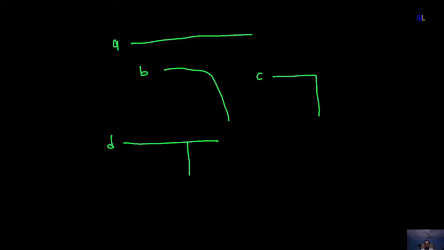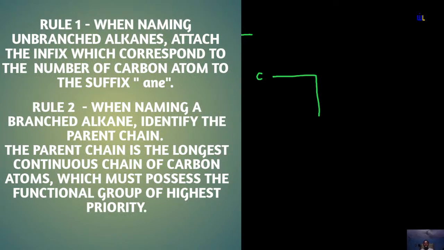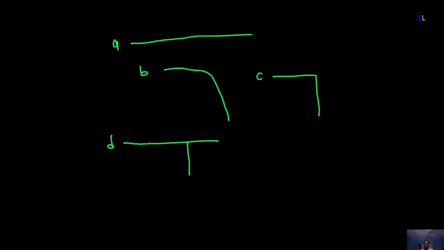Rule number 1 says that when naming alkanes, not just alkanes, but unbranched alkanes, attach the infix which corresponds to the number of carbon atoms to the suffix A and E. So let's look at this particular structure to help us understand that. Imagine we had something like carbon 1, 2, 3, 4, 5. This is CH3, CH2, CH2, CH2, and CH3.